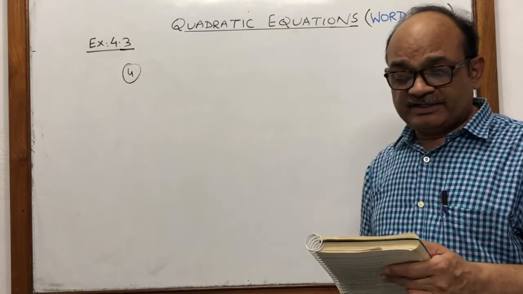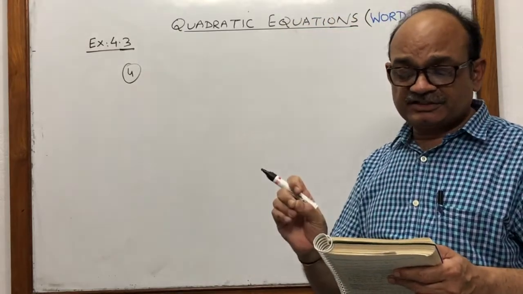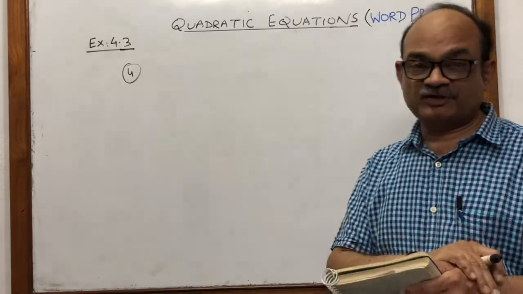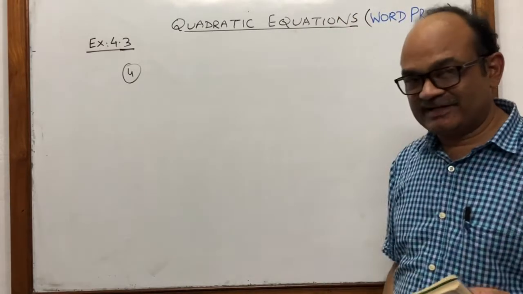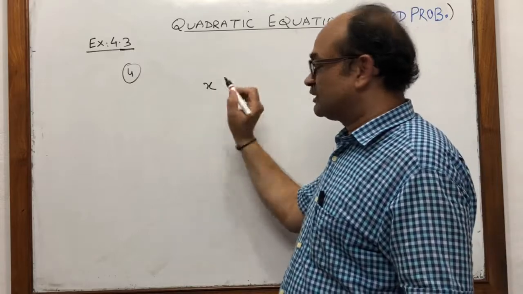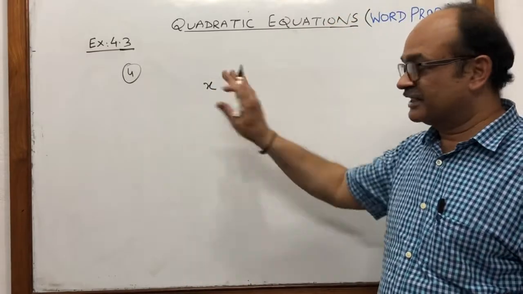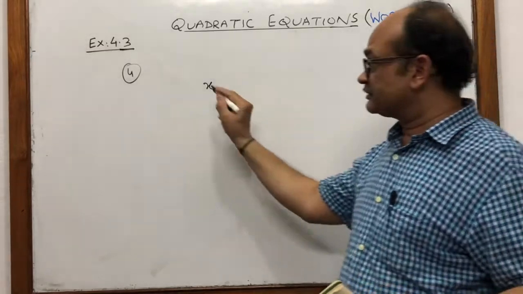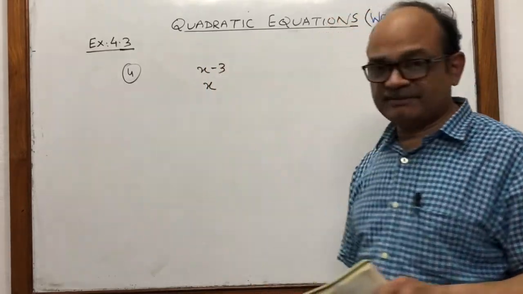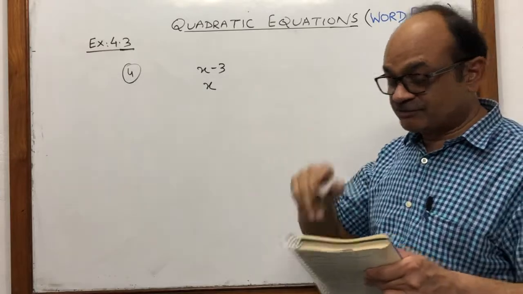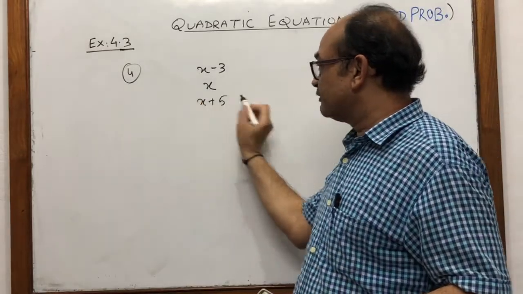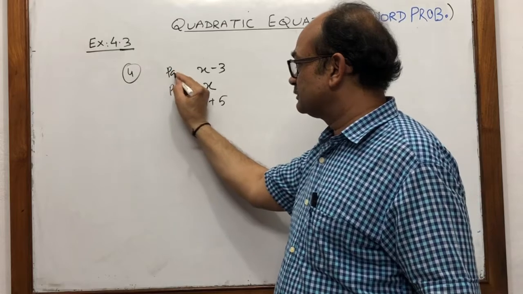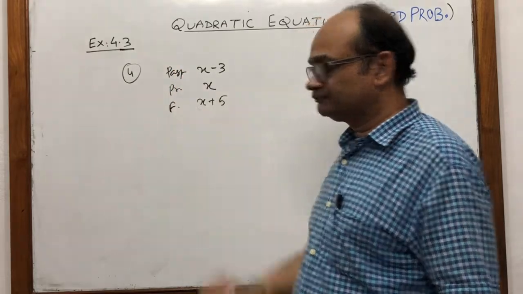The sum of the reciprocals of Rahman's age in years 3 years ago and 5 years from now is 1/3. You know from the linear equations, first always start with the present age. Let Rahman's present age be x years. Then 3 years ago, past, x minus 3. And 5 years from now, x plus 5. Very simple. Present, past and future.